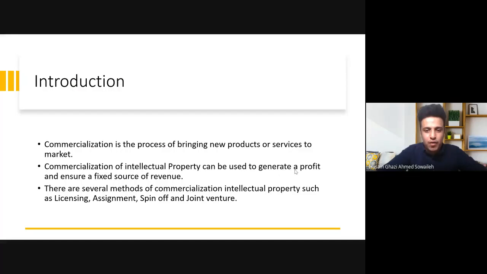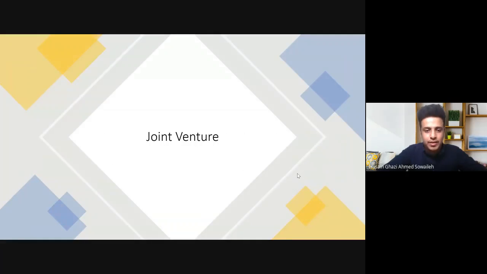Commercialization is the process of bringing new products or service to market. Commercialization of intellectual property can be used to generate a profit and ensure a fixed source of revenue. There are several methods of commercialization of intellectual property, such as licensing, assignment, spin-off, and joint venture. So the first method is joint venture.